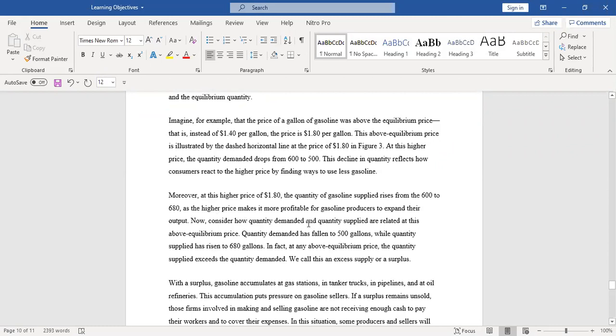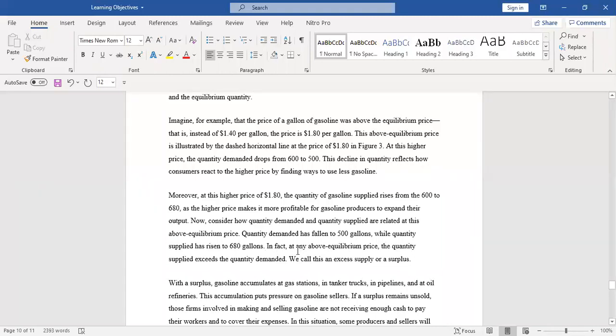Now consider how quantity demanded and supplied relate to this above equilibrium price. Quantity demanded has fallen to 500 gallons and quantity supplied has increased to 680 gallons, which means we have an excess in the market of roughly 180 gallons of gasoline, right? So you have too much on your hands. What are you going to do? If you have too much of a product on your hands and you want to get rid of it, the fastest way to get rid of it is to drop the price. Let's see if they're doing that.